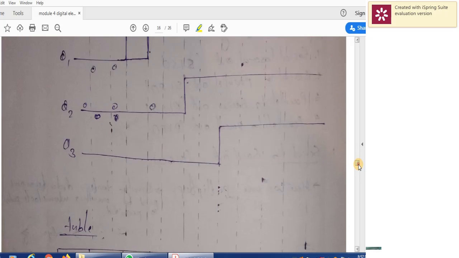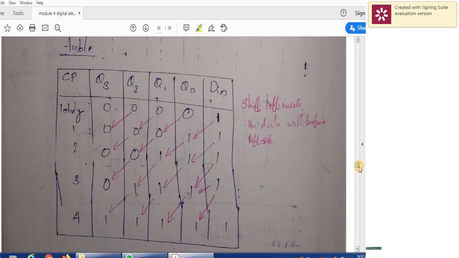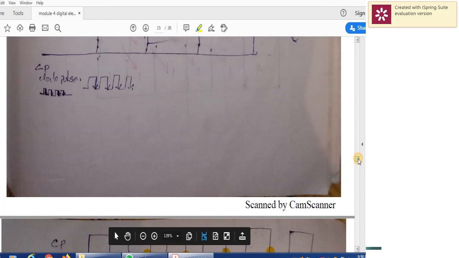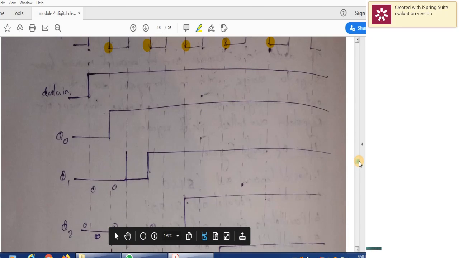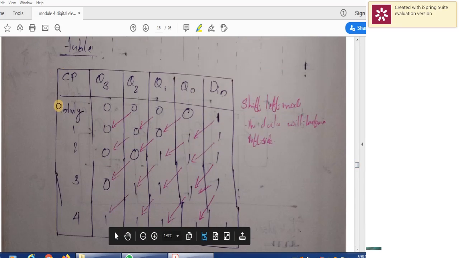So it will be represented in clock pulse, and the same thing will be represented in the table. It is a very important question. They'll ask about the shift register, so you have to write the diagrams, everything. The flip-flop diagram and the clock pulse diagram. Another one is the table, how you have to write the table.